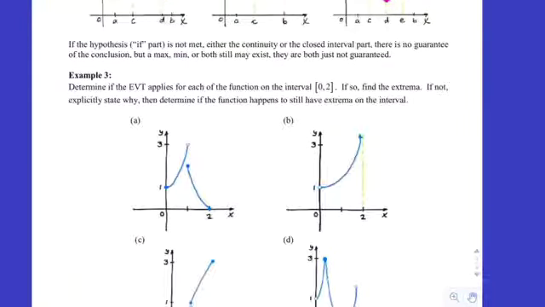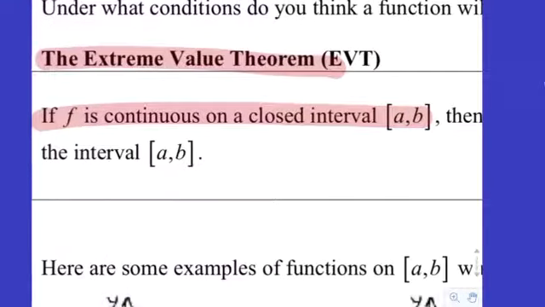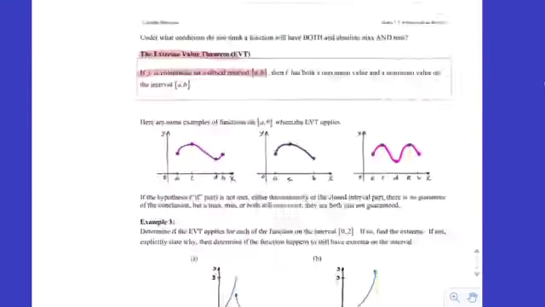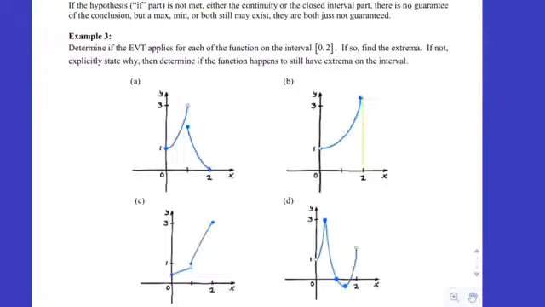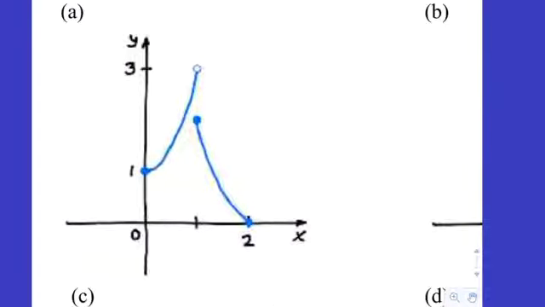All right, so example 3. All we're doing here is we're going to see if the EVT even applies. Okay, does the EVT apply? Which means we're basically checking for continuity on the closed interval. Is the function continuous on the closed interval? Letter A. Is this function continuous from 1 to 2? No. So the EVT does not apply.